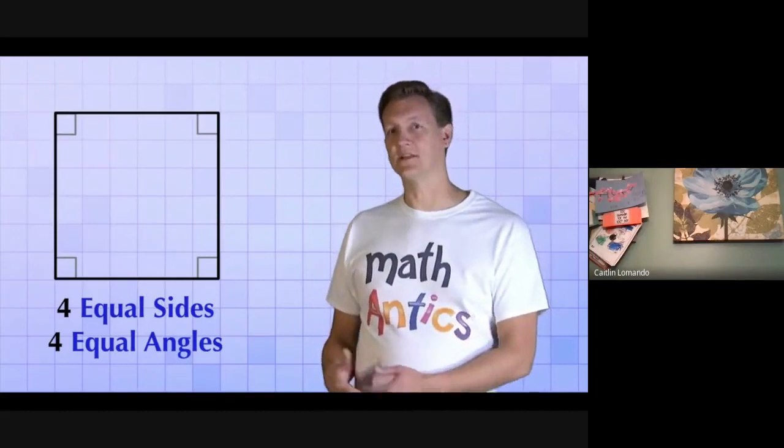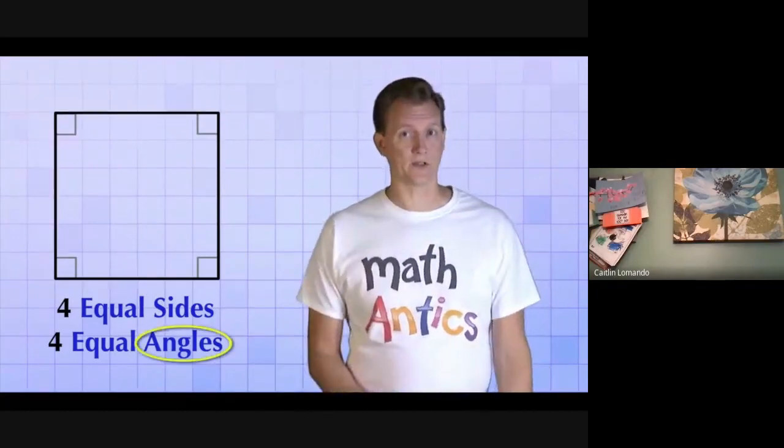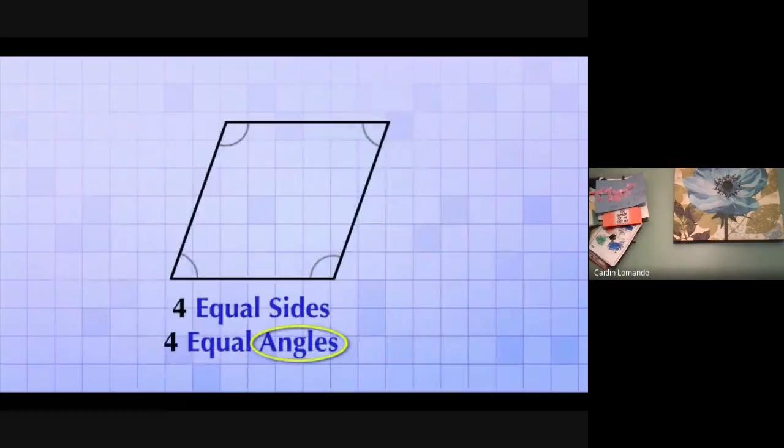But going back to our square, what if instead of changing the sides, we had just changed the angles, like this? What we have now is called a rhombus. A rhombus is a quadrilateral that still has four equal sides, but it does not have four equal angles. And once again, just like the square and rectangle, the rhombus is made from two pairs of parallel sides.